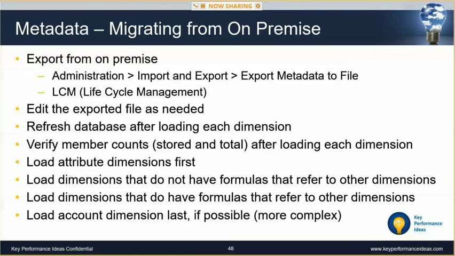Because there's a dependency here, you want to load your attribute dimensions first, and then you would want to load dimensions that do not have formulas that refer to other dimensions next. Then you would load any dimensions that do have formulas that refer to other dimensions lastly. And I would recommend that you load the account dimension last if possible, because it is the most complex. It has the most properties.